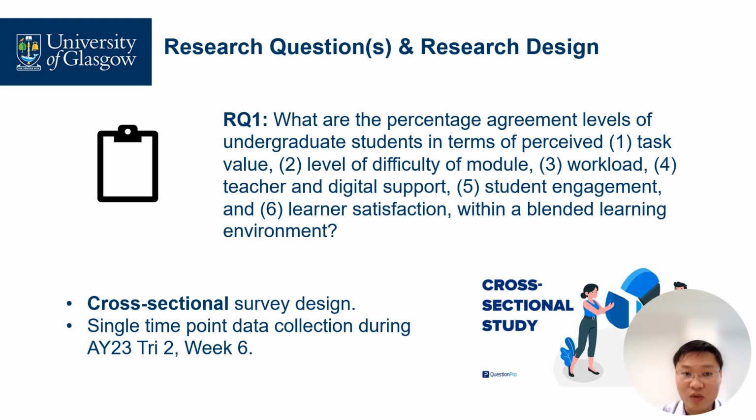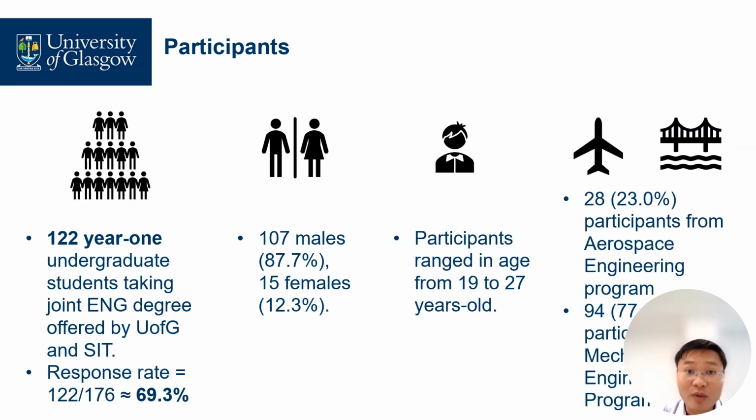The data were collected at a single time point during week 6 of the current trimester at the Singapore Institute of Technology, or SIT. Our participants were 122 Year 1 undergraduate students taking a joint engineering degree offered by University of Glasgow and SIT. The response rate was approximately 69.3%. There were 87.7% males and the remaining were females. Participants ranged in age from 19 to 27.